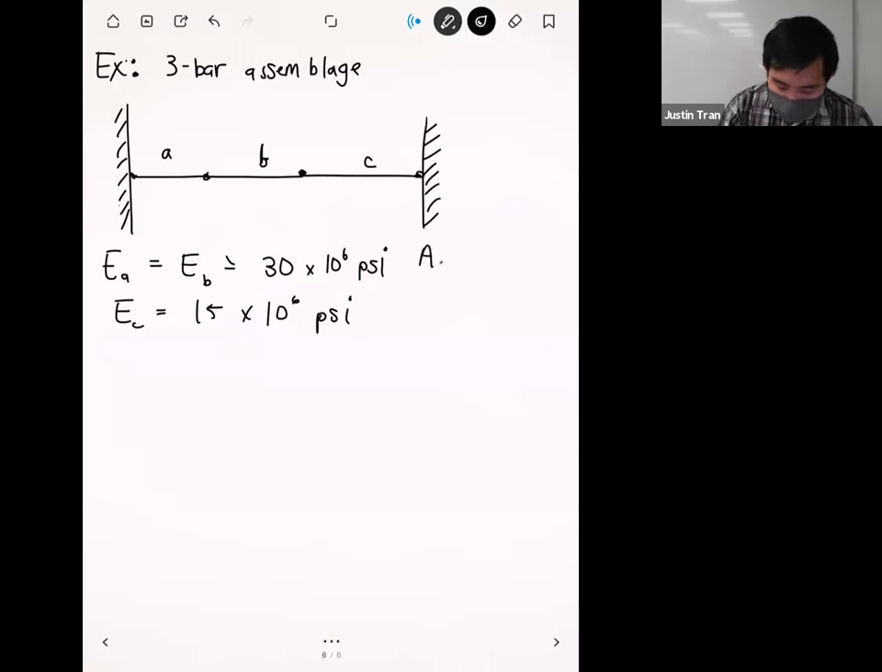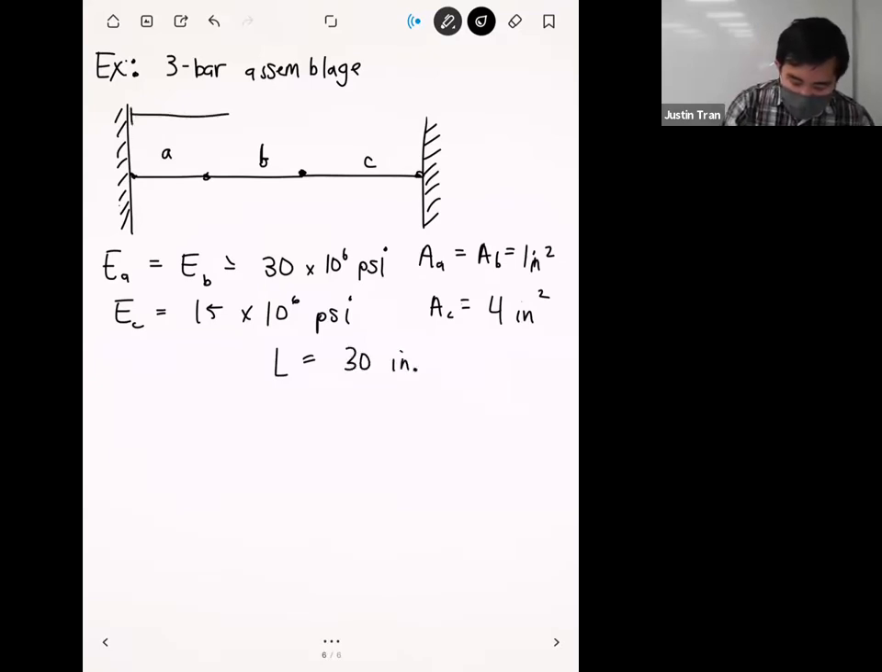And element C here has a bigger area too. If we look at the cross-sectional areas of A and B, these are the same: the cross-sectional area is 1 inch square, whereas the cross-sectional area for C is 4 inch square. And let's say that the length of all the elements is the same, 30 inches. So in between the two walls right here, we have a total of 90 inches. You have 3 times 30 there.